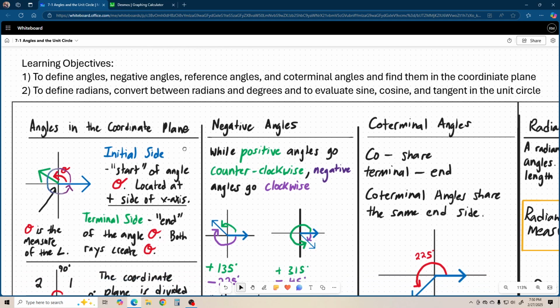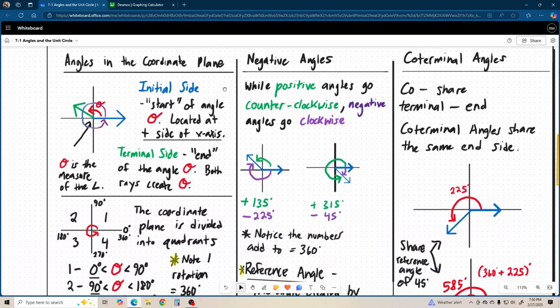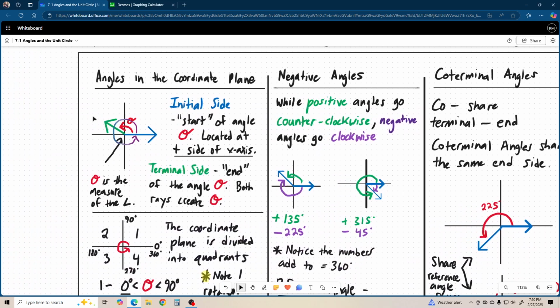All right, so let's start off with angles in the coordinate plane. So first of all, on a coordinate plane, we have an x and a y axis. This isn't anything new. Our initial side of any angle, at least for most angles that we're going to be dealing with, is going to simply be the positive side of the x-axis. So this is where our angle is going to start.